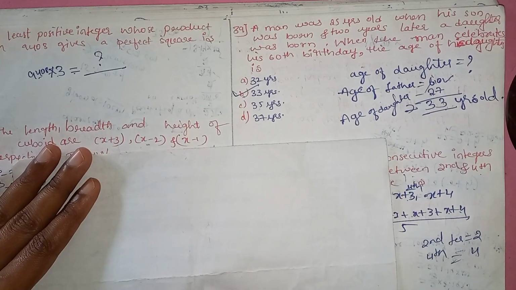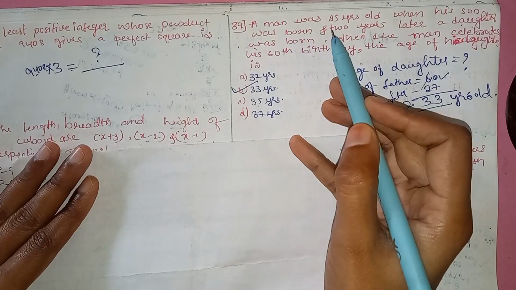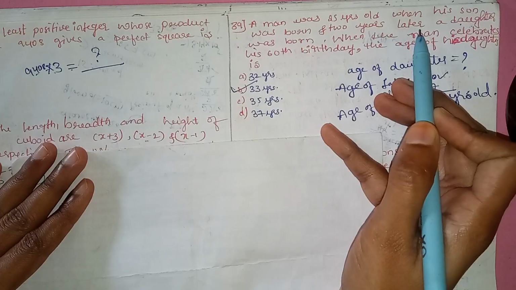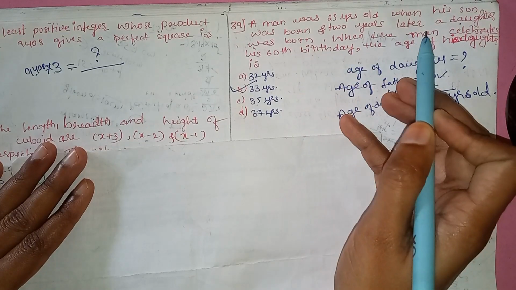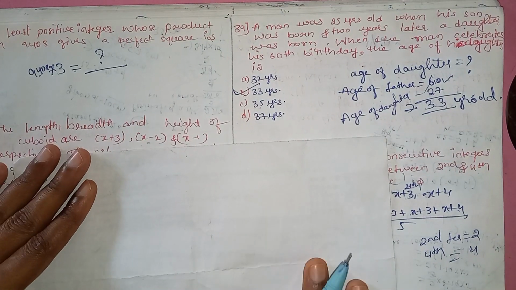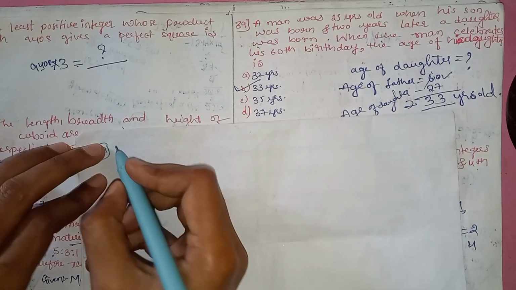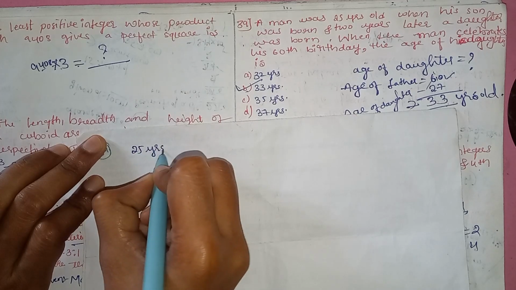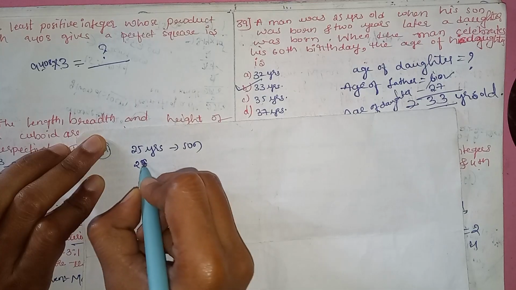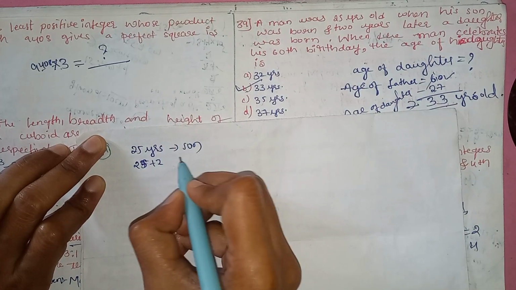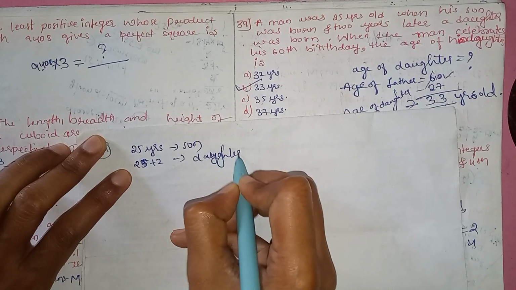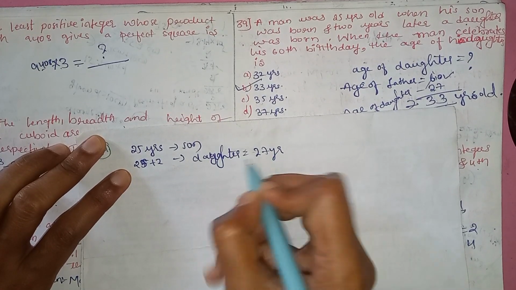Okay. So the 39th question is, a man was 25 years old when his son was born and 2 years later a daughter was born. When the man celebrates his 60th birthday, the age of his daughter is. So what do we know first? Given that he was 25 years when the son was born, and 25 plus 2, because 2 years later the daughter was born, he should be 27 years when the daughter was born.